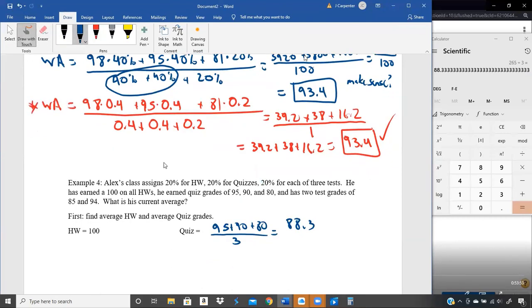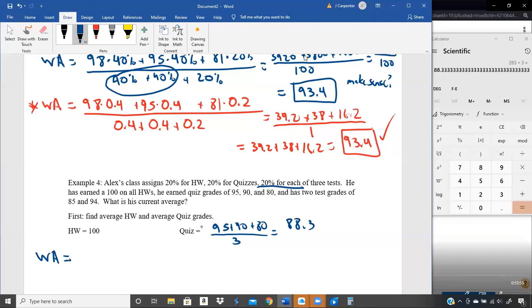Okay, so we have our homework average, we have our quiz average. You might say, well, now you've got to find your test average. No, you don't find a test average, because this 20% is for each test. So that 85 gets its own 20%. This 94 gets its own 20%. If we had taken our third test, it would get its own 20%.